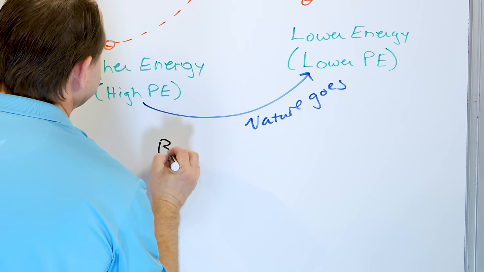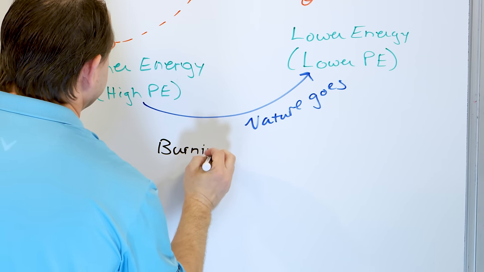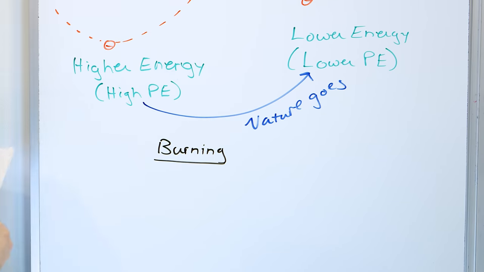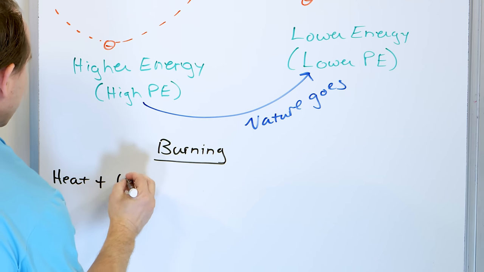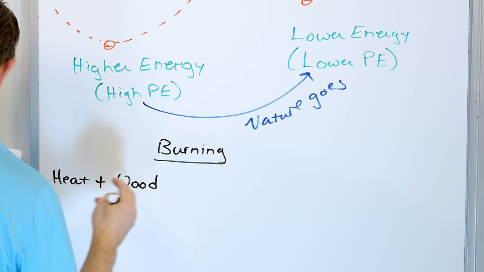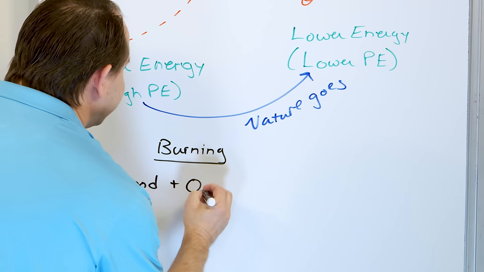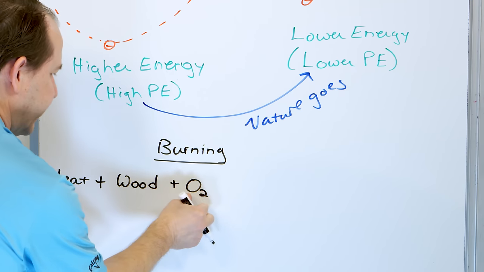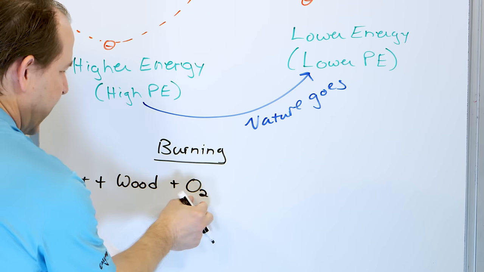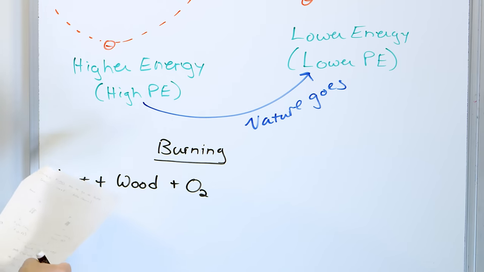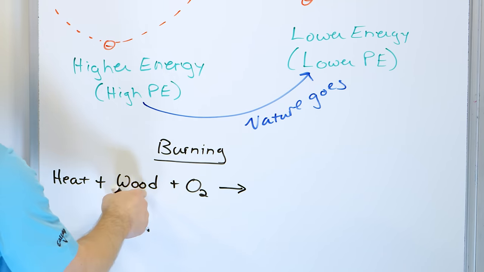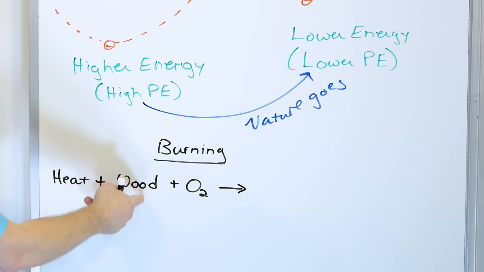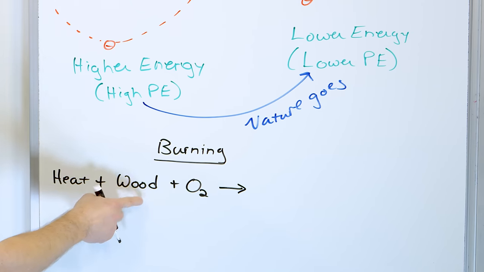Let's talk about burning. When you burn something, you take some heat, like a match, you add to it wood or paper or whatever it is you have there. You have to add to it oxygen, which comes as a molecule bonded to itself. There's energy there because it's basically bonded to itself like this. And what do you get? Because inside this wood there's hydrogen, there's a little bit of oxygen, and there's also a lot of carbon.